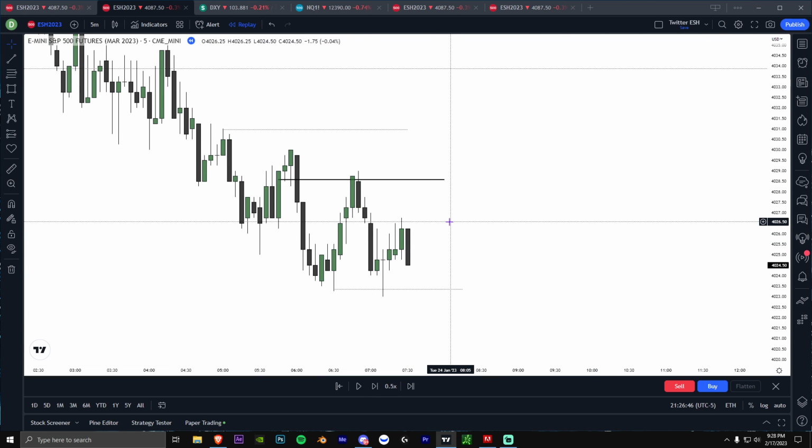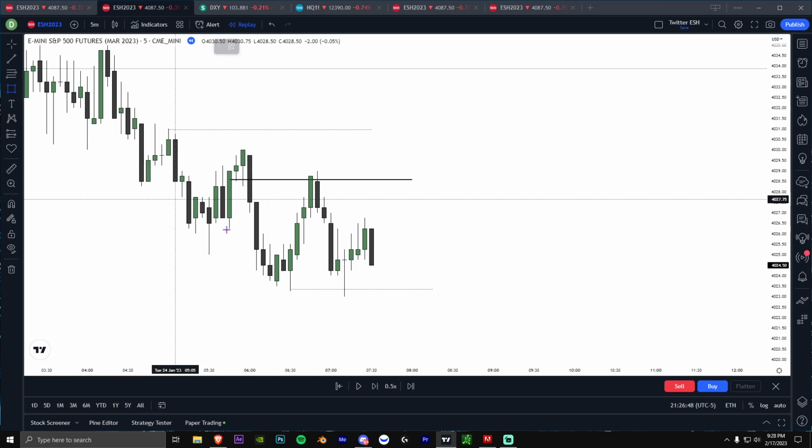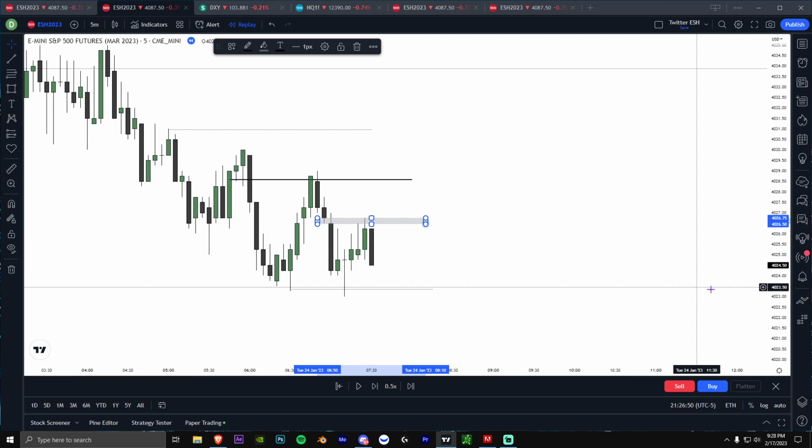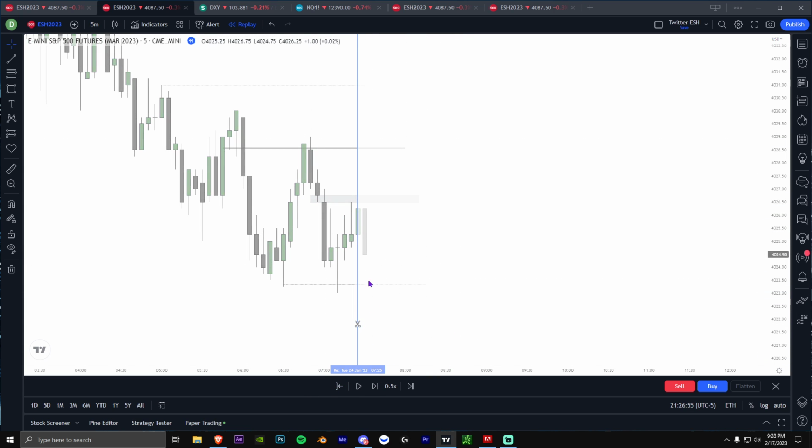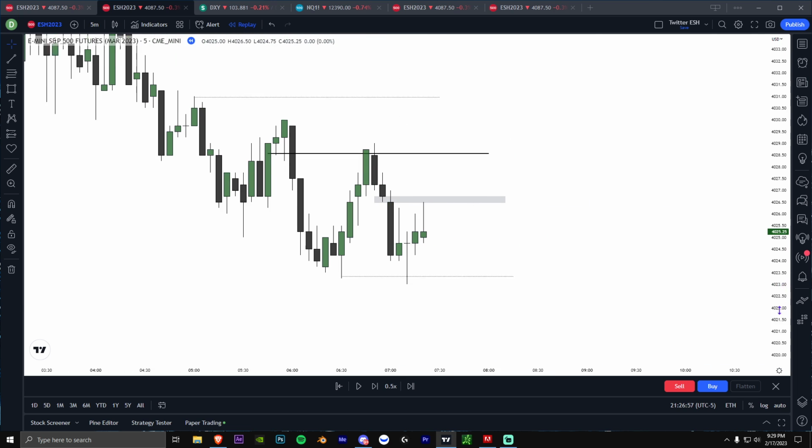Oh, I do see this volume imbalance. Okay, I didn't even see that dump. I may have tried an entry here. Okay, so I'm going to go back. I would have probably tried an entry there. I'm trying to get better volume imbalances.